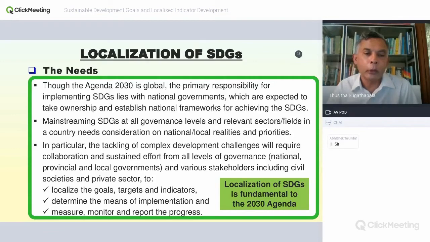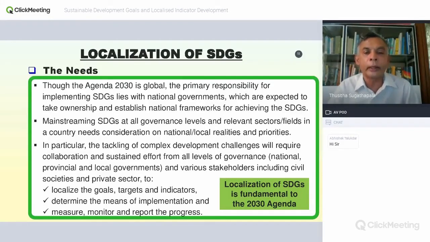So therefore, the global agenda, the goals, the targets, and indicators are all written in a way to suit all the countries. But now, when you want to implement the agenda 2030, it's a must that we look into the local context. We call it localization. It means mainstreaming SDGs at all governance levels, national, provincial and local authorities, and involving all the stakeholders, the different sectors and fields, all of which has to be considered in the national context.